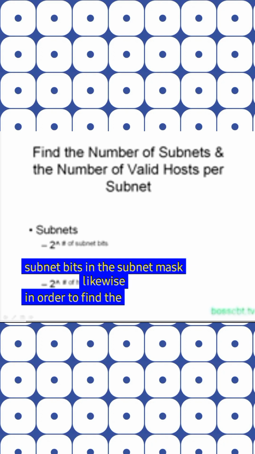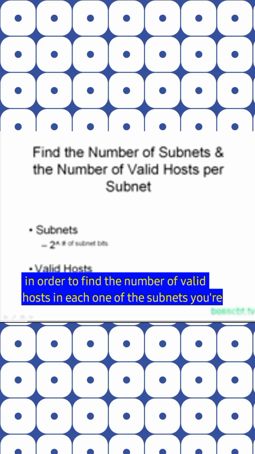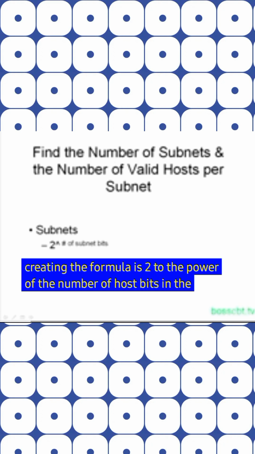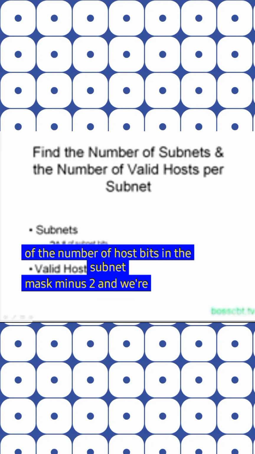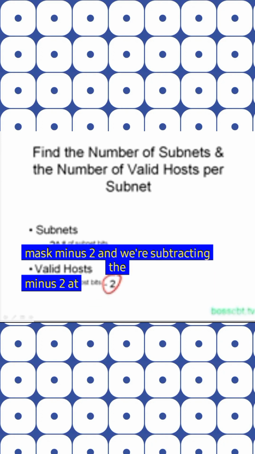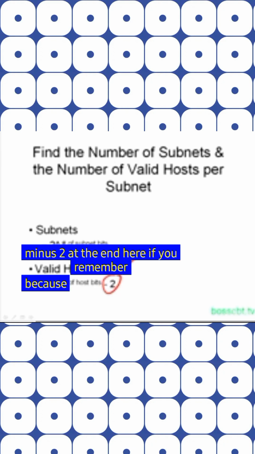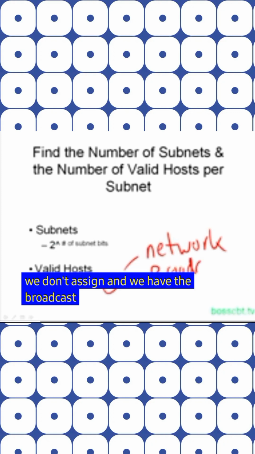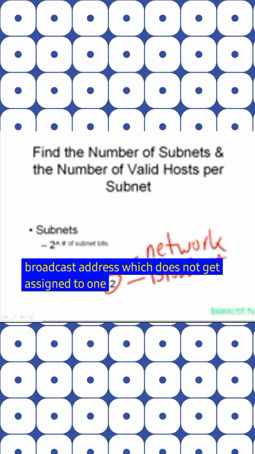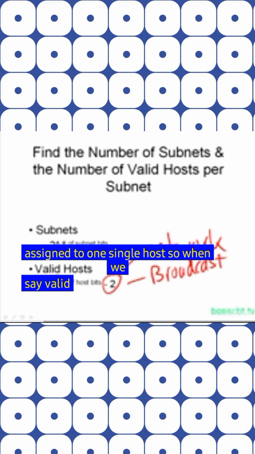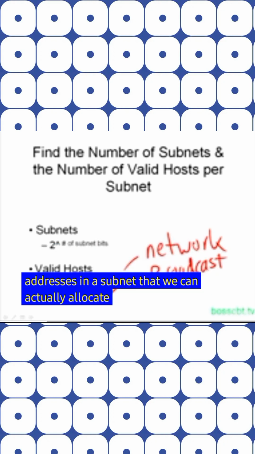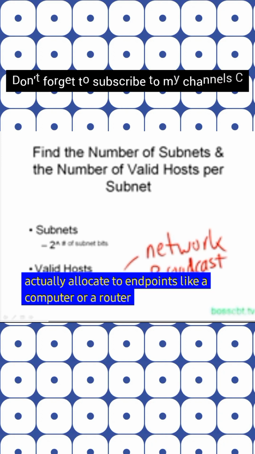Likewise, in order to find the number of valid hosts in each one of the subnets, the formula is 2 to the power of the number of host bits in the mask, minus 2. We subtract the 2 at the end because we have the network number that we don't assign, and we have the broadcast address which does not get assigned to one single host. So when we say valid host, we really do mean the IP addresses in a subnet that we can actually allocate to endpoints like a computer or a router.